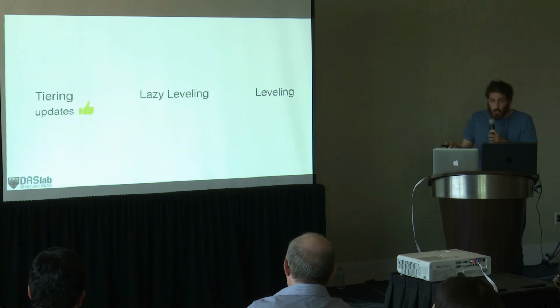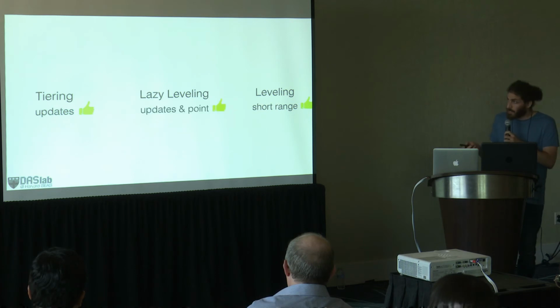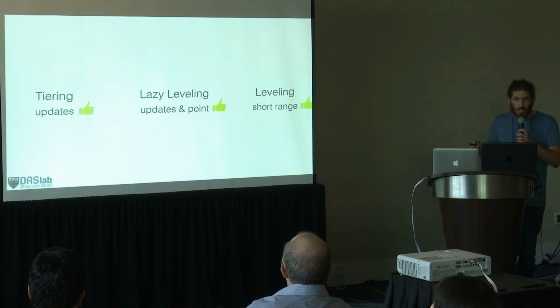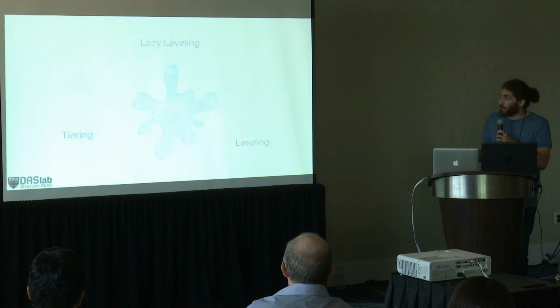Okay, so we have tiering, which is great for updates. We have leveling, which is great for short-range lookups. And we have lazy leveling, which is great for combinations of updates and point lookups. So what can we do about this? How can we leverage all of them appropriately for the right application? To do that, we introduce a generalization of LSM-Tree called fluid LSM-Tree.